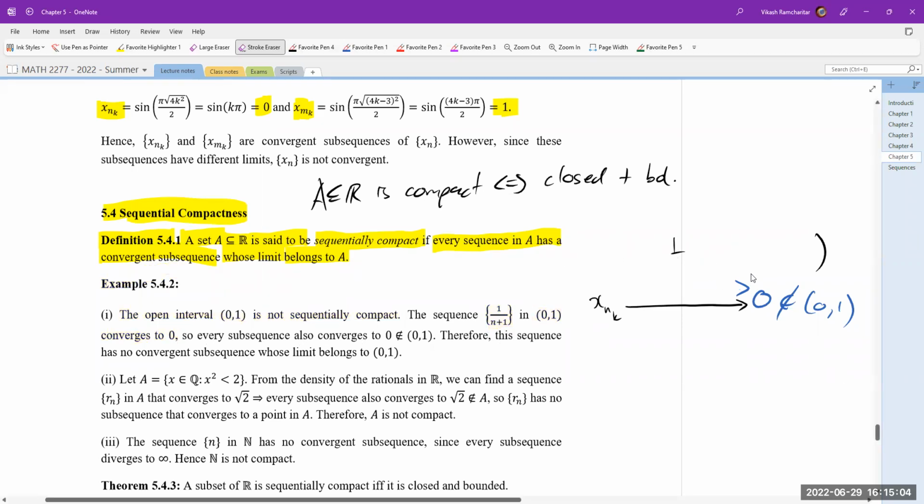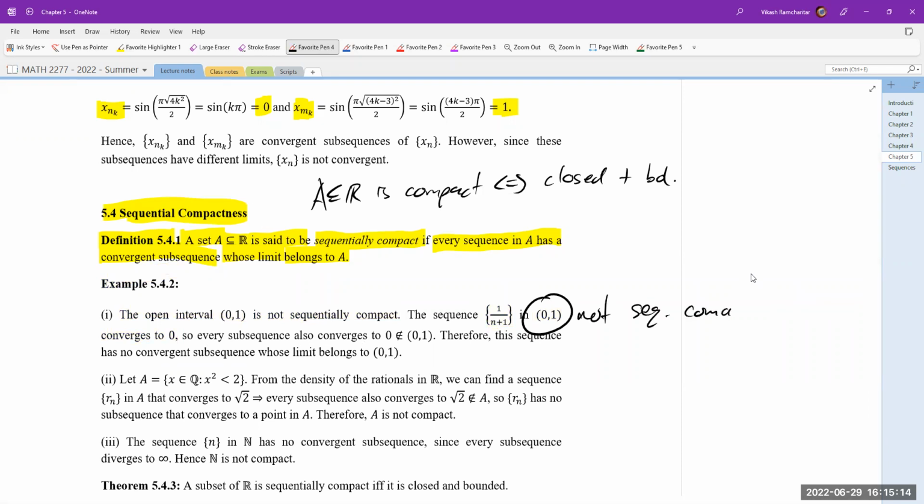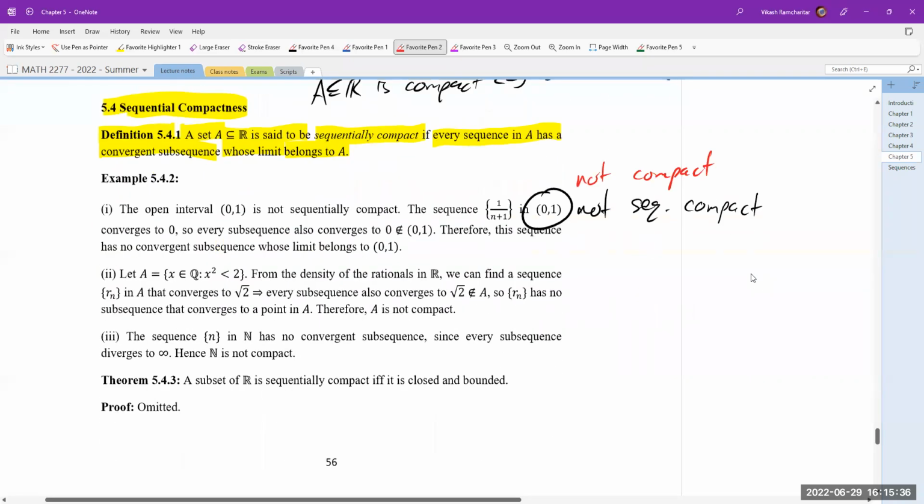This is very important. Let's look at another example. So this guy is not sequentially compact. Is this set compact, by the way? That is not compact, right? So I'll put over here, because by Heine-Borel it's bounded, but it's not closed. It's an open interval. So I'll put over here not compact as well. Okay, so it's not compact and not sequentially compact. Let's go on to the next one.